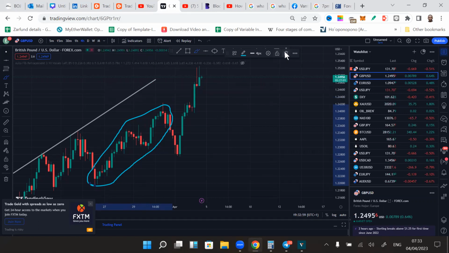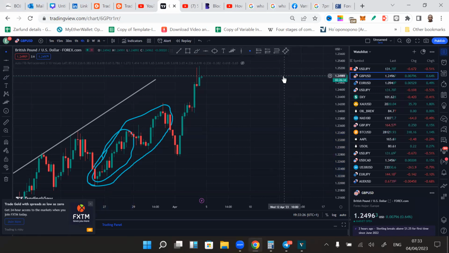So look at this. You could have taken just this part alone as the impulse. But the problem with it is this: it is not a complete impulse move. It's not complete in terms of Fibonacci. Look what I mean by it's not complete. Let me clear it for you so that you understand what I mean.